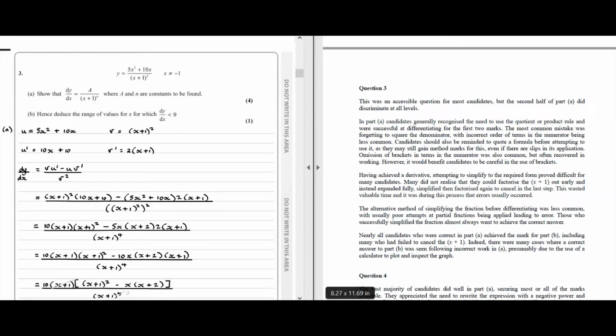Indeed, there were many candidates where a correct answer to part B was seen following incorrect work in A, presumably due to using a calculator to plot and inspect the graph. Okay, so I'm guessing that's on about those who used a graphical calculator.